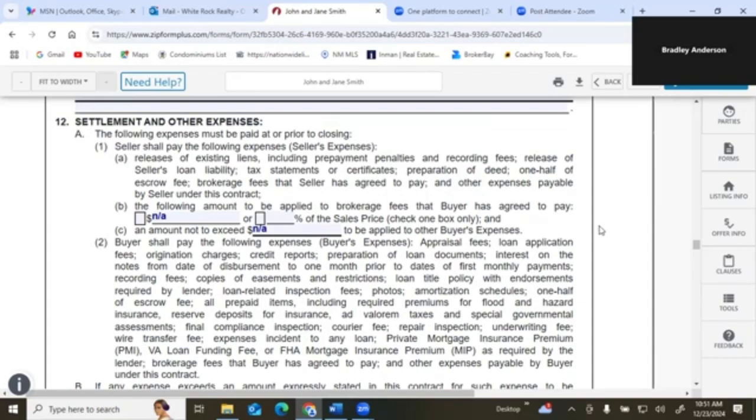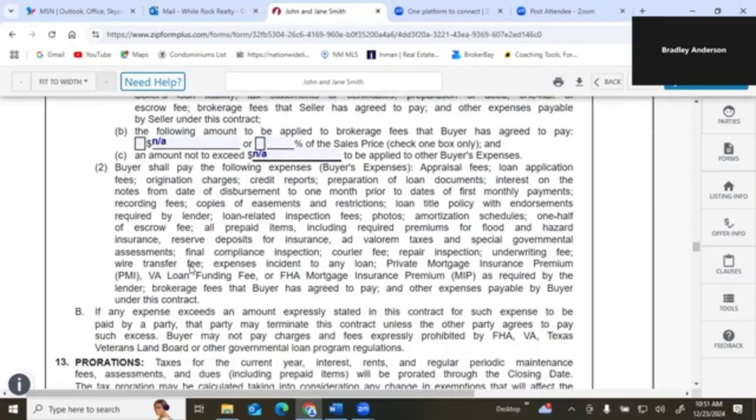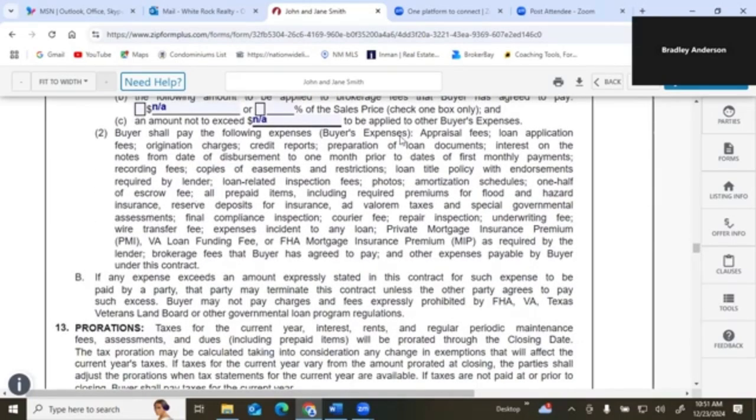But just because it's mentioned here, oh yeah, I'll pay what I've agreed to pay, you still have to figure out what that is. So if seller pays buyer's agent directly, well, that's going to be right here. But if it's just a split of the seller agent commission, you have to fill out the compensation agreement between brokers. So that's a good segue into what the buyer is responsible for. Buyer shall pay the following expenses, and these have all been in here before. Appraisal fees, loan application fees, origination charges.